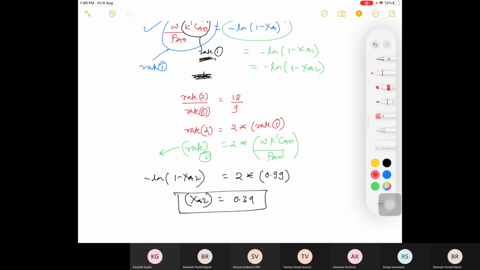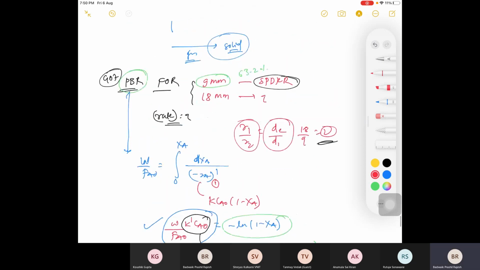Now, what is the new thing we are learning here? Suppose instead of a first order reaction, I tell you that it is a second order reaction carried out in the same manner. Please read the words carefully that I have written here. Instead of first order reaction, I am telling you second order reaction. This may be asked in your semester exam. Sir, then K Ca naught whole square into 1 minus Xa whole square we want to write, sir. Whole square, right? So the rate will change.